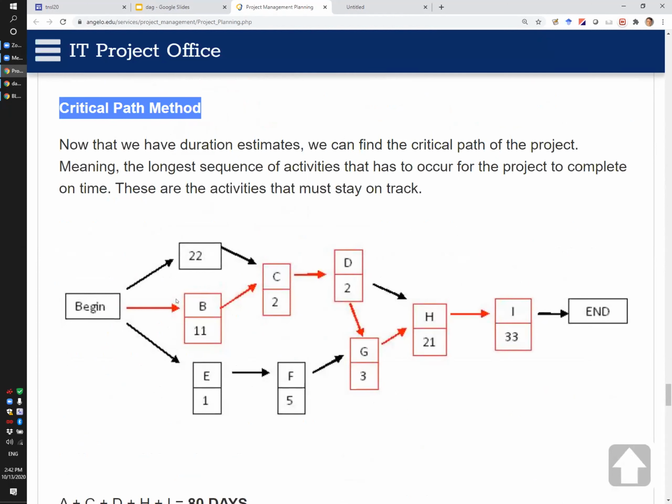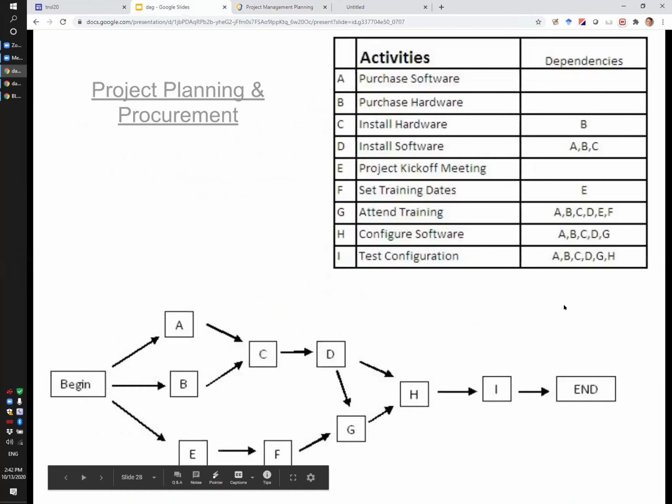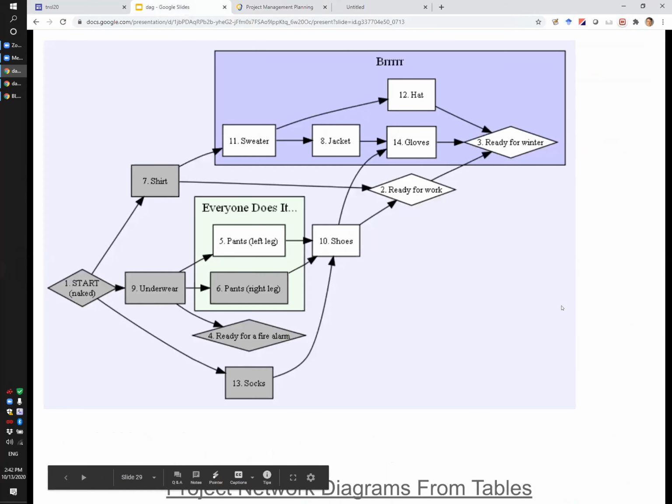I guess it's in red here. This is the longest path. You have to do this and then this and then this and then that and so on and get to the end. So it gives you some bounds. Again, not going into details yet. Another, I guess this will be the last slide: create network diagrams from the tables.